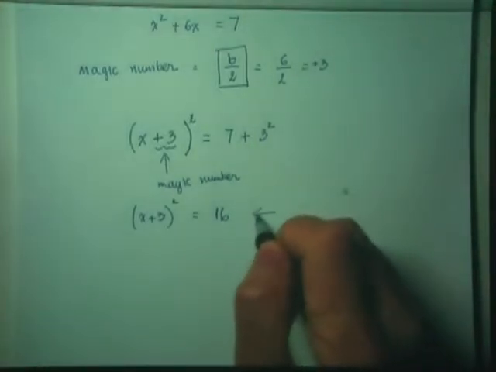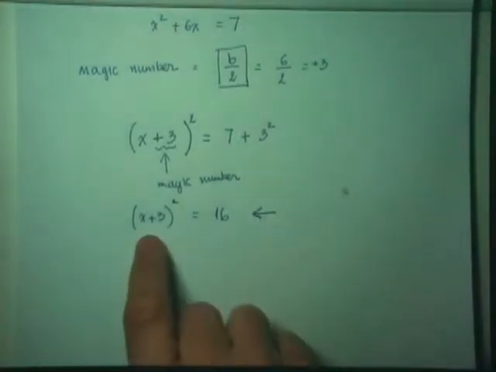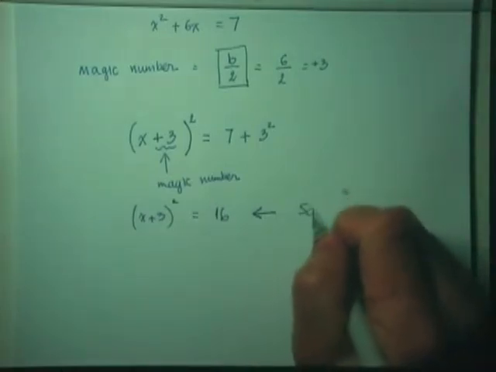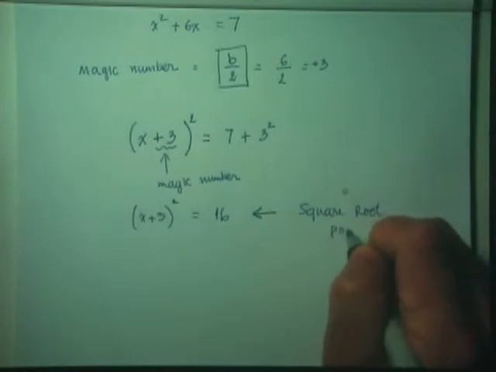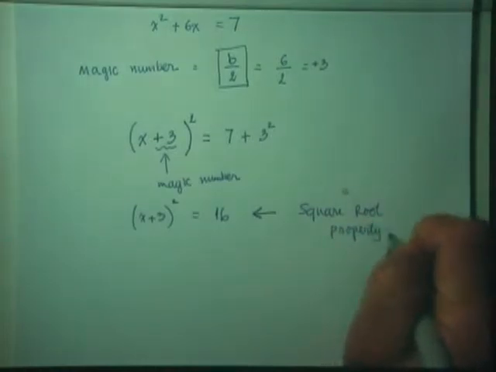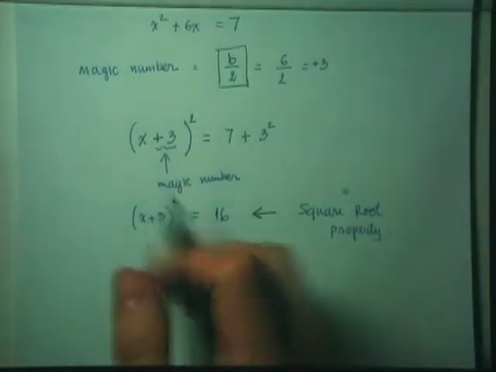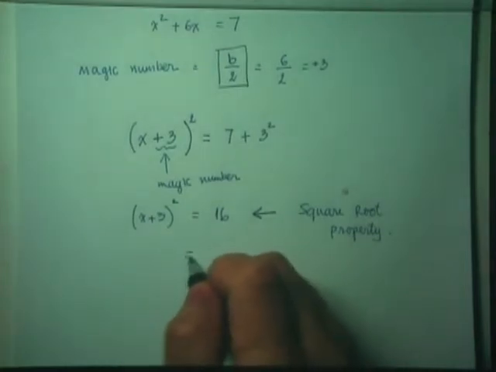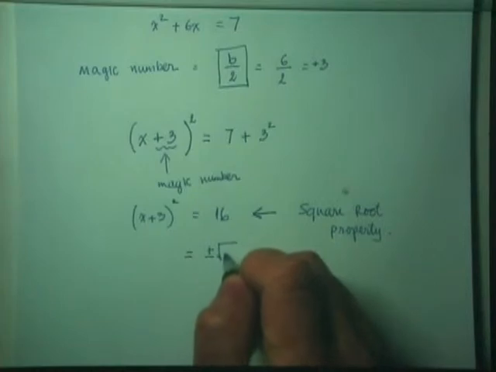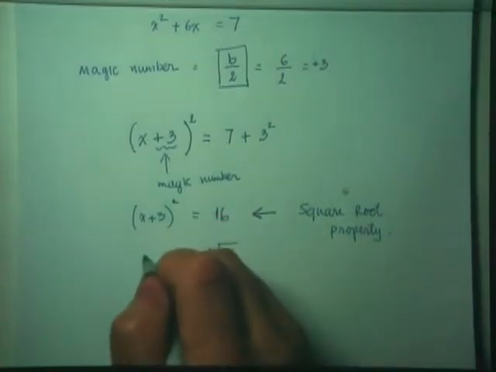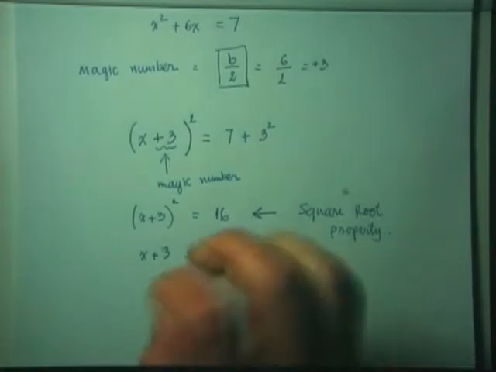Here, the only access at this point to solve this equation is to get back to using the square root property. Okay, so you can notice the square root property is back again. The square root property says on the right hand side you simply take the positive and negative square root of 16. On the left hand side you simply remove the perfect square, and that gives me just x plus 3.